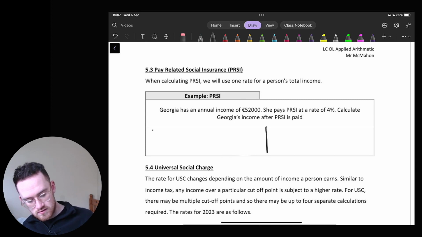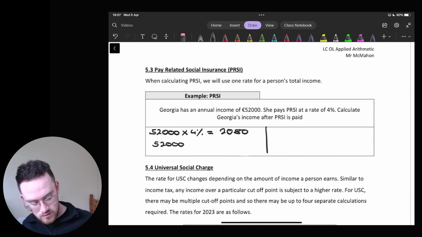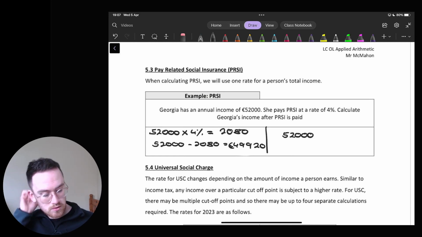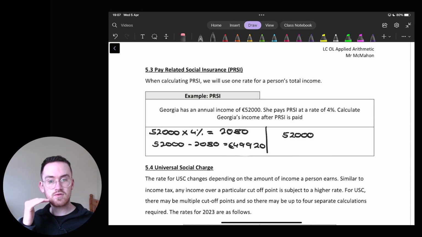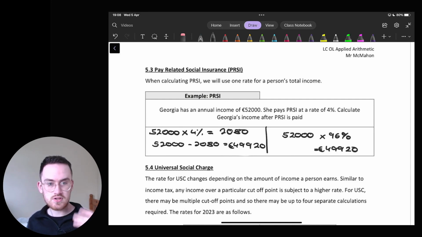So we can do the 52,000 by 4%, calculate how much she's going to have to pay, which is 2,080, and we can take that away from the 52,000, and we get 49,920. The other way we could do it is if her income is going to go down, if her PRSI is a rate of 4% and that's going to be taken away, after she's paid it, we could go down by 4%. So we're looking for 96% of her total amount, and we could find that and we get the same answer, 49,920. So two ways of doing the same thing.